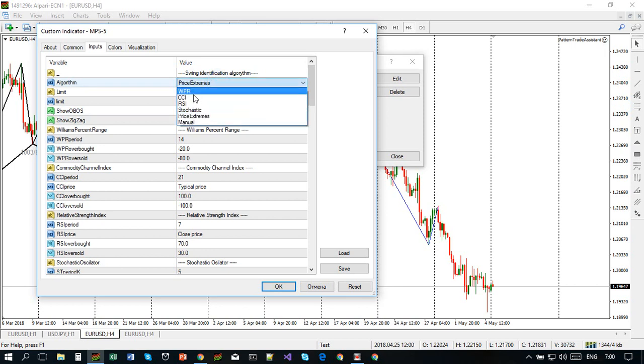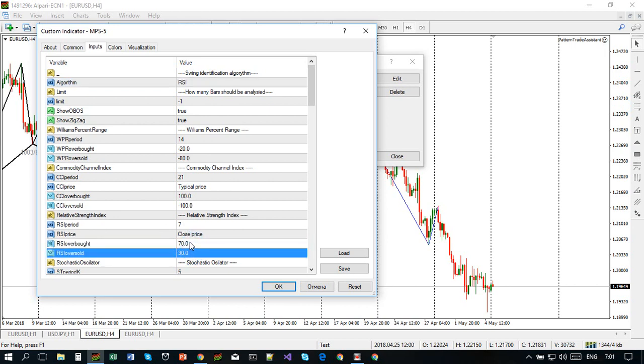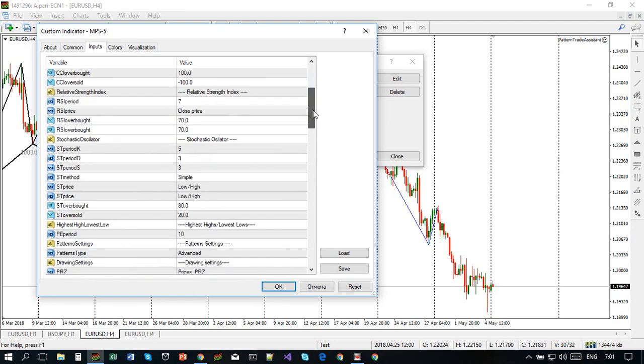For example, let's go to RSI, and if we enable RSI, we should go to RSI settings. So the RSI period is 7, overbought is 70, and oversold is 30. If you change these numbers, it will be less sensitive. If they are smaller, it will be more sensitive to price turns. So these enhanced swing identification algorithms will be available in MPS 5 soon. Every one of them is available for fine-tuning.